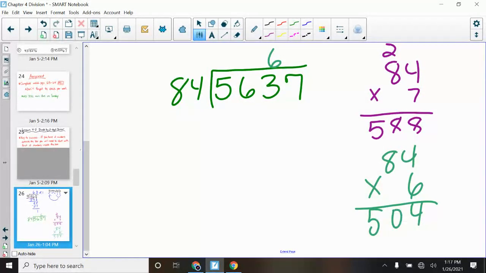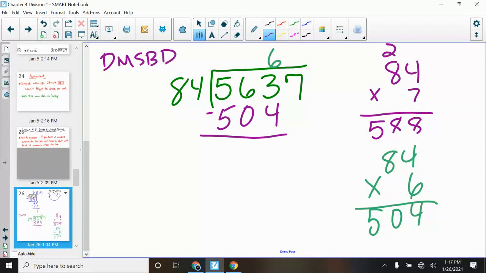So that 504 is going to come down here directly underneath my 563. And in my steps of Does McDonald's Serve Burgers Daily, the next step is to subtract. I've got to make sure I don't subtract wrong.